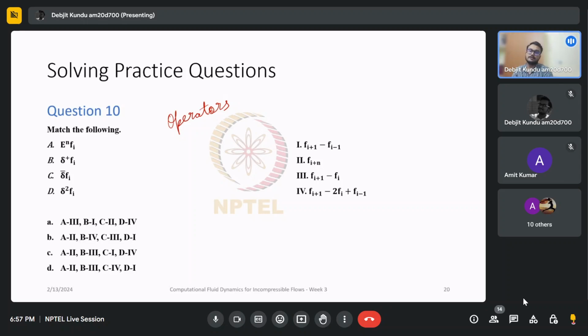Now we learned a few of them here. In this match-the-following type of question, you just have to match each shorthand operator to its fully expanded form in the right hand column. And once you have figured out the correct combination, you can pick the correct solution from the 4 options given here, A, B, C, and D.